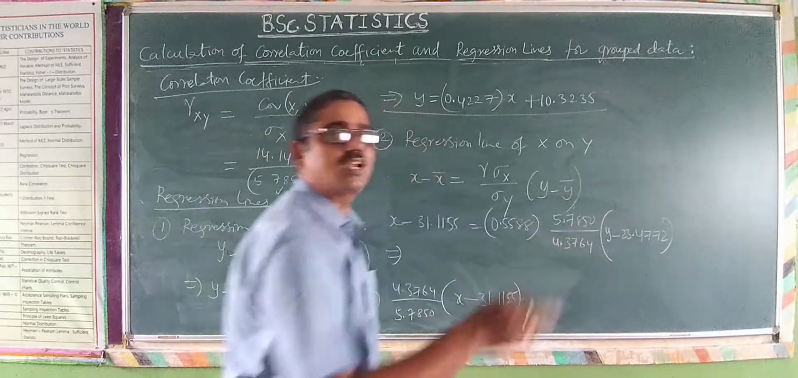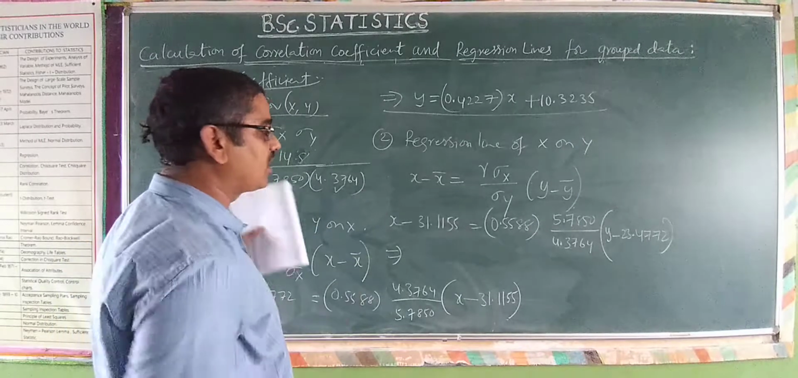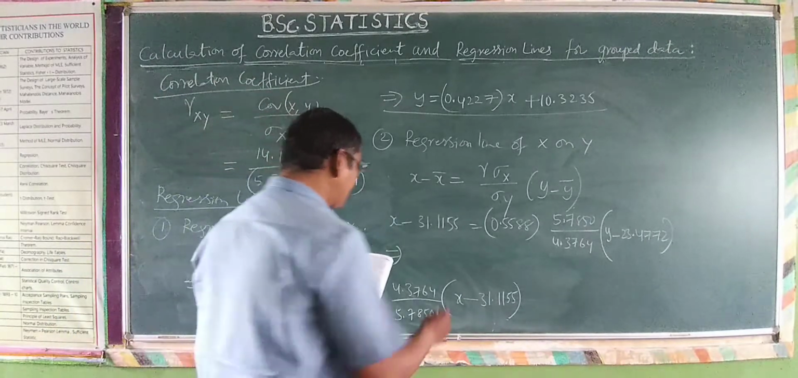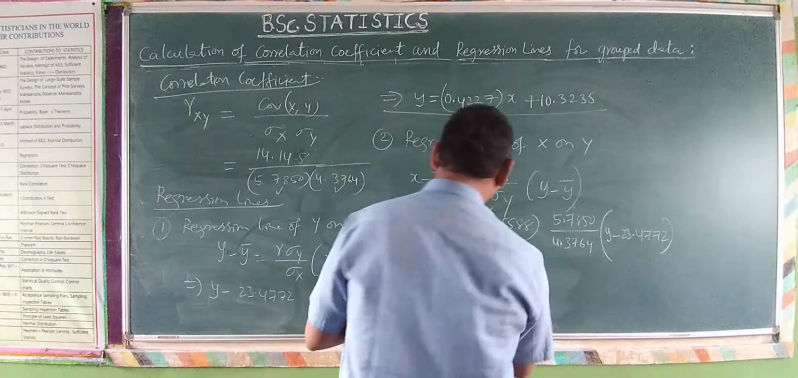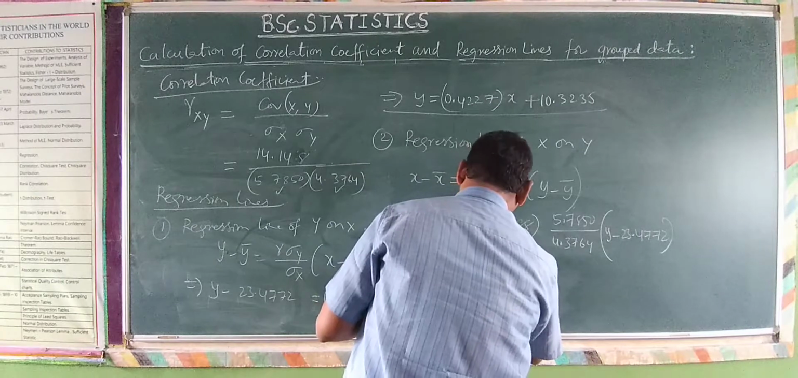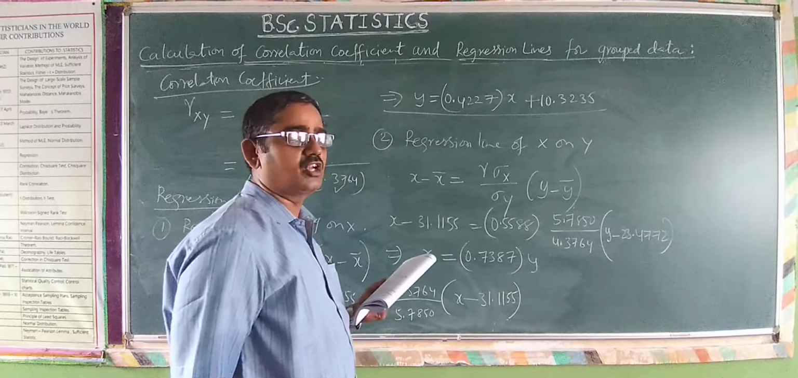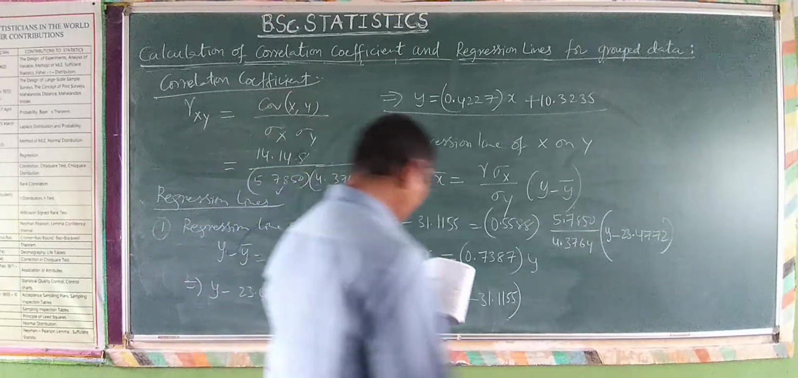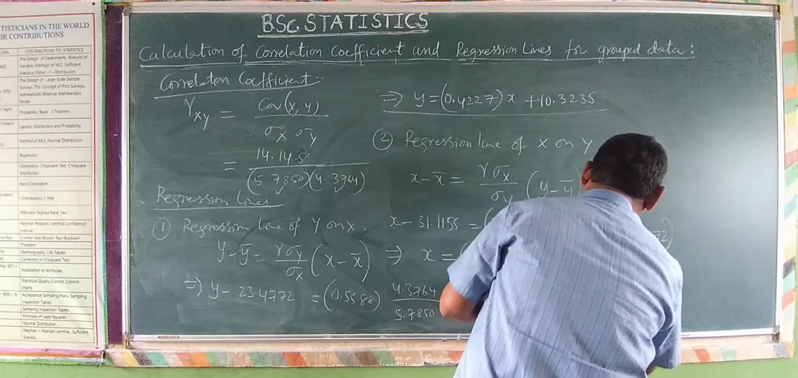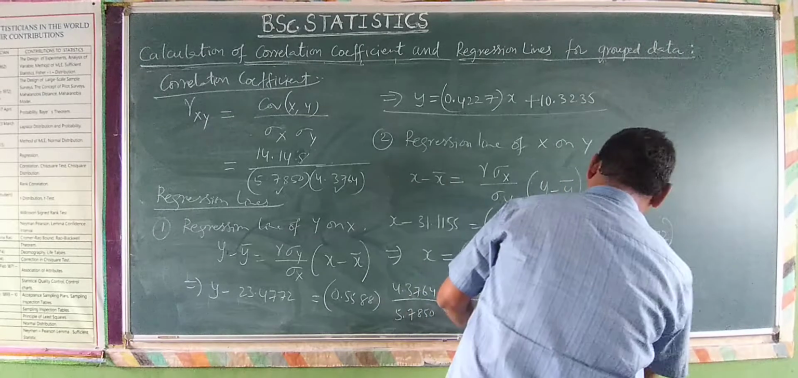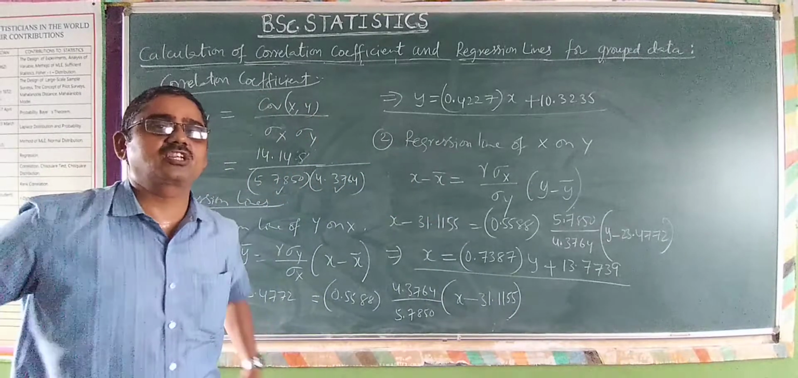Finally, if you simplify this equation, what you will get at the end is x equal to, you have to prepare it in this fashion, x is equal to 0.7387 multiplied by y. So a plus by, x is equal to a plus by, like that. Plus 13.7739. So this is the other line, the regression line of x on y.